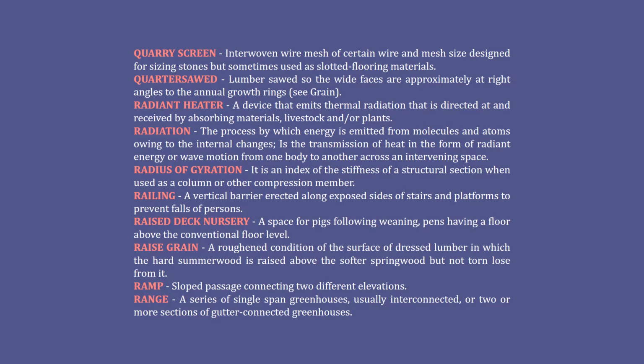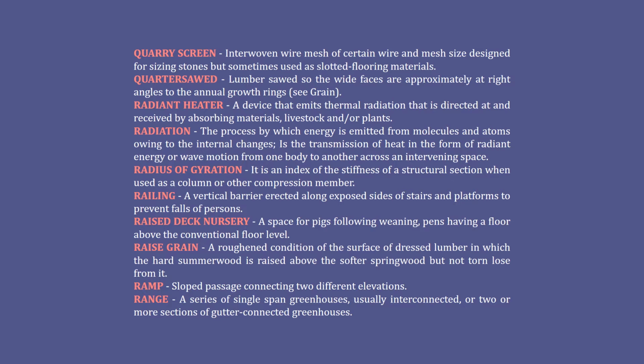Livestock and/or plants. Radiation: the process by which energy is emitted from molecules and atoms owing to internal changes. It is the transmission of heat in the form of radiant energy or wave motion from one body to another across an intervening space. Radius of gyration: an index of the stiffness of a structural section when used as a column or other compression member. Railing: a vertical barrier erected along exposed sides of stairs and platforms to prevent falls of persons.